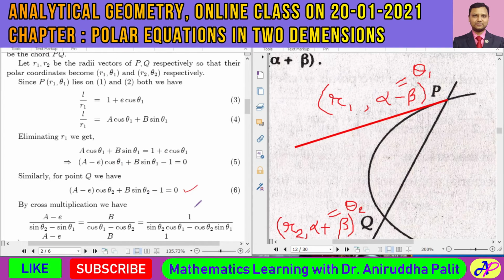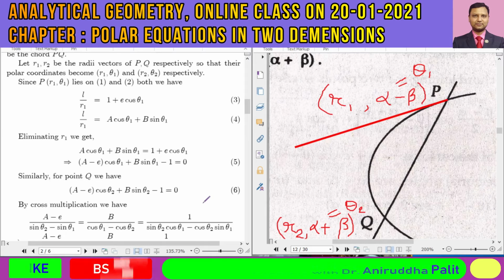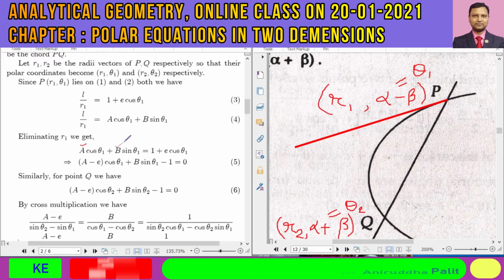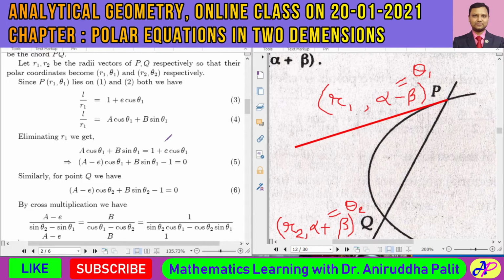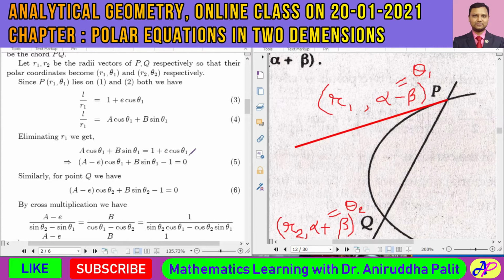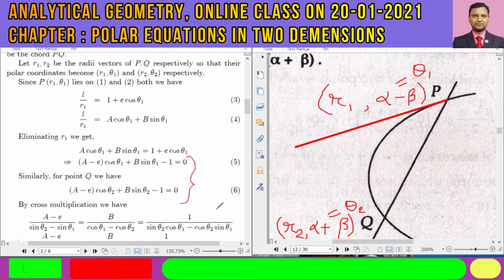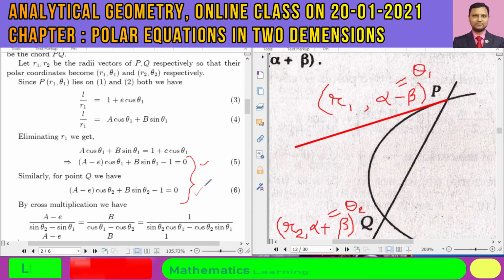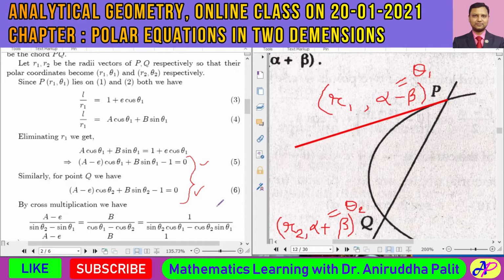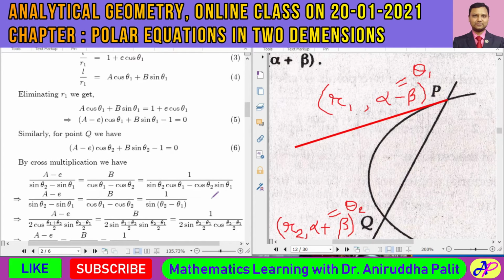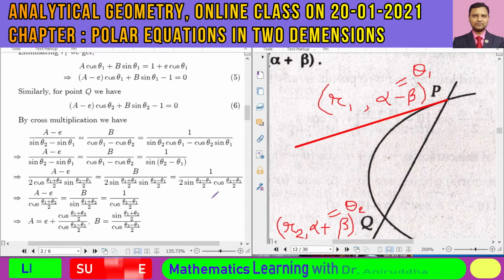That's all. So you see, we actually have two unknown quantities. One is this unknown quantity capital A, another is this unknown quantity capital B. We need to evaluate the values of these two unknown quantities capital A and capital B. And we already have two equations involving these two unknown quantities, equation number 5 and equation number 6. And so we can compute the values of capital A and capital B by cross multiplication.